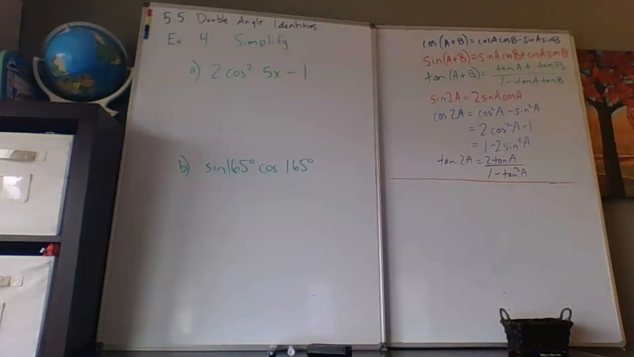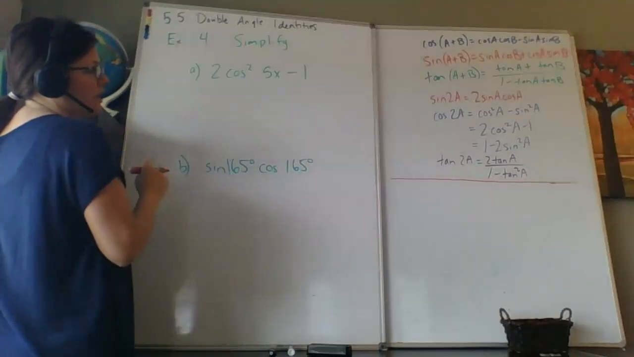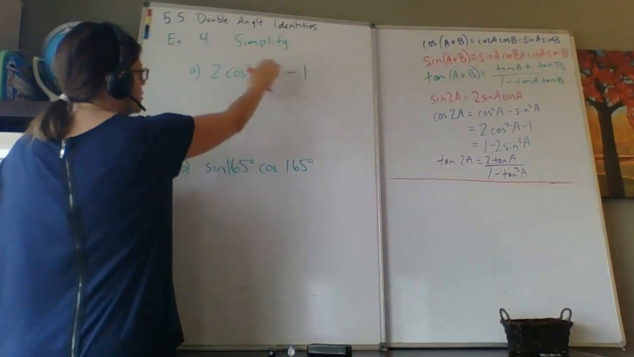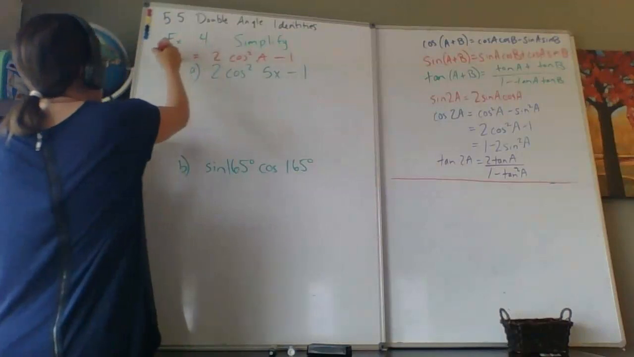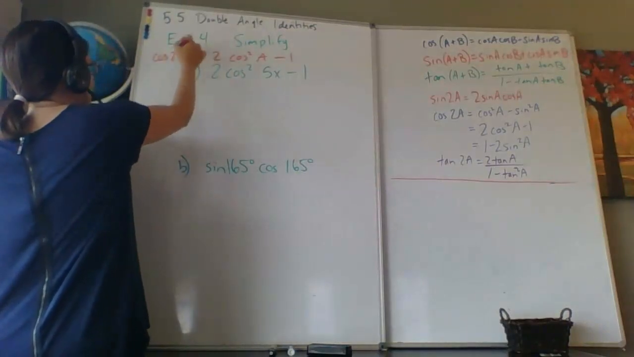Example 4, simplify each expression. A, 2 cosine squared of 5x minus 1. So I would pause here to see which, if any, of the formulas you are thinking of when you see that expression. I'm going to write the identity above so I can see the matching. I'm noticing that 2 cosine squared a minus 1 seems to be the pattern that they are getting at there. And that is equal to cosine of 2a.